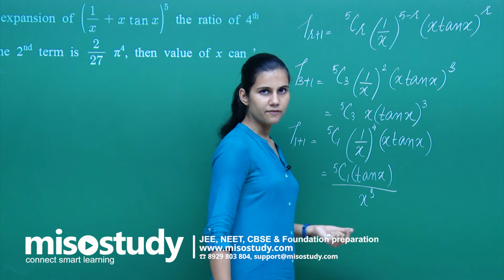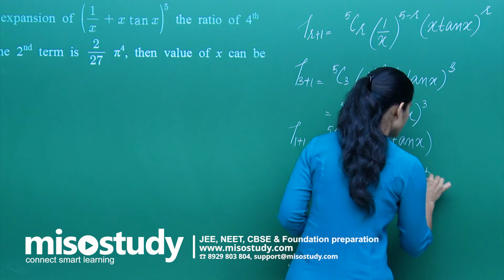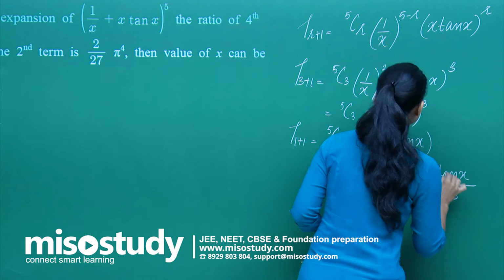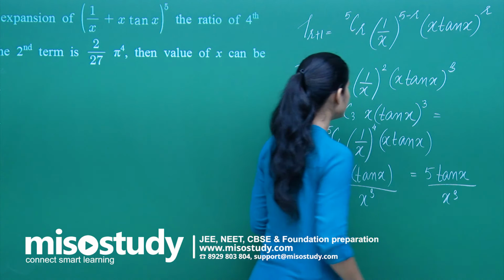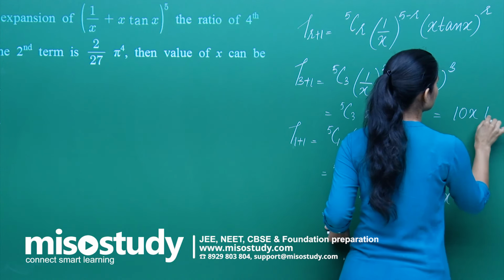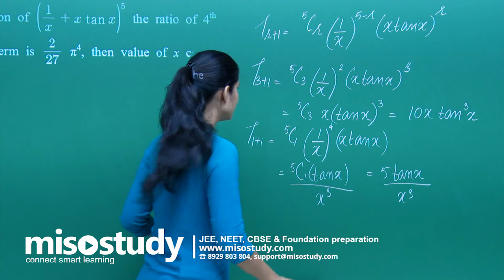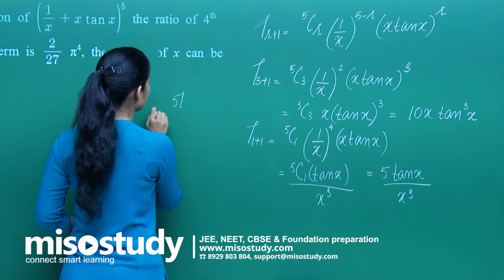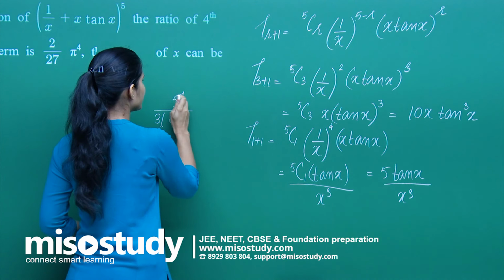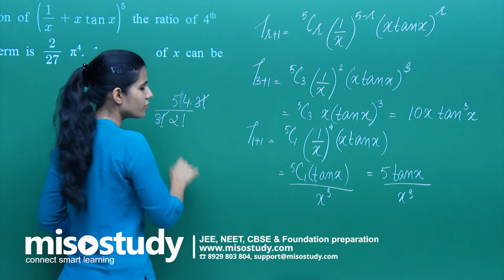What is 5c1? 5 factorial upon 1 factorial into 4 factorial. So this gives you 5 tan x whole upon x cube, and this gives you 5c3. 5c3 is nothing but 10. So this is 10x into tan cube x. Right? Why? Because this is 5 factorial upon 3 factorial into 2 factorial, which makes this 5 into 4 into 3 factorial, 20 upon 2, that is 10.